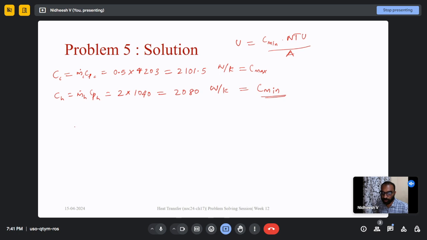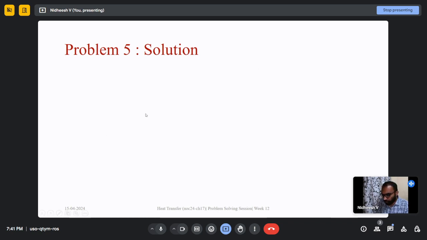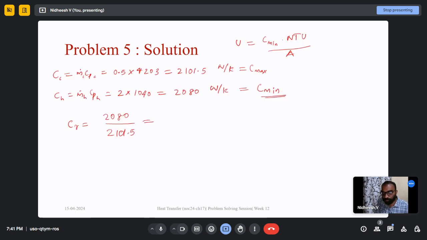So CR equal to 2080 divided by 2101.5. If we evaluate that, 2080 divided by 2101.5, we'll get 0.989. That's close to 0.99. That is the CR value.